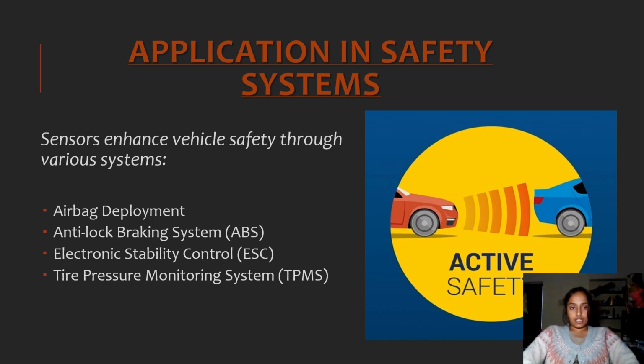Application in safety systems. Sensors enhance vehicle safety through various systems like airbag deployment, anti-lock braking system, electronic stability control, and tire pressure monitoring systems. All these different systems come inherited in our modern day cars, and they help us maintain extra safety among the driver and the passengers themselves.